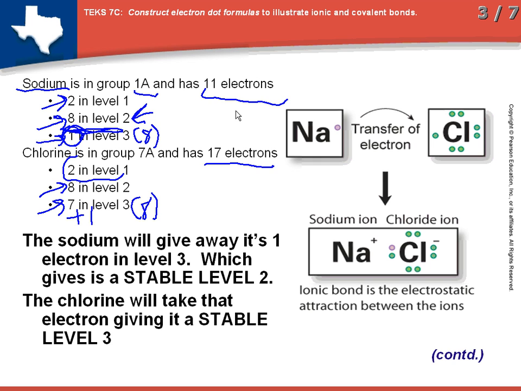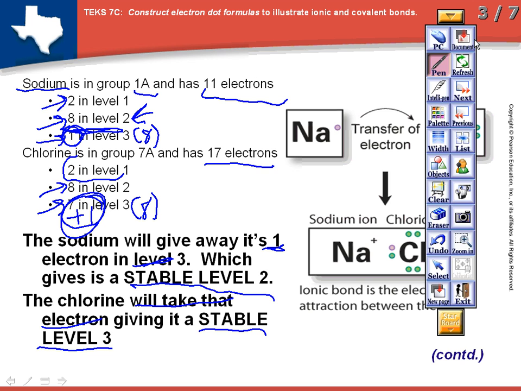So, when they bond and form ions, such as sodium chloride, table salt, sodium will give away its 1 electron in level 3, making its level 2 its highest occupied stable level. Chlorine will take that electron, because remember, chlorine wants to get 1 more. It will take that electron, giving it a very stable level 3.